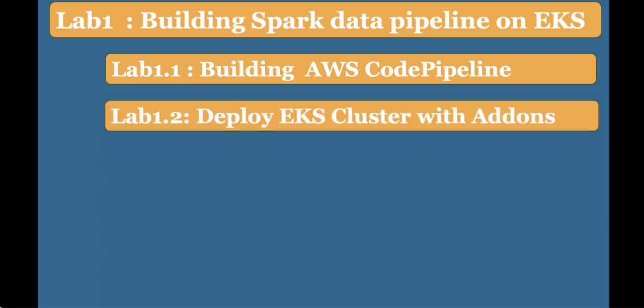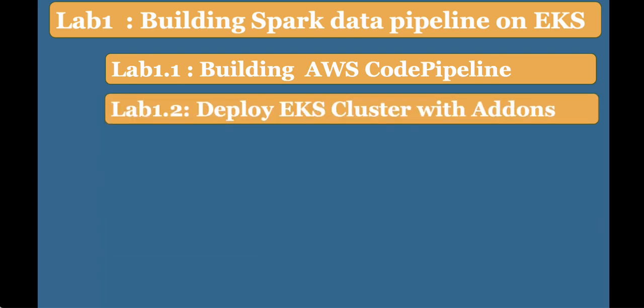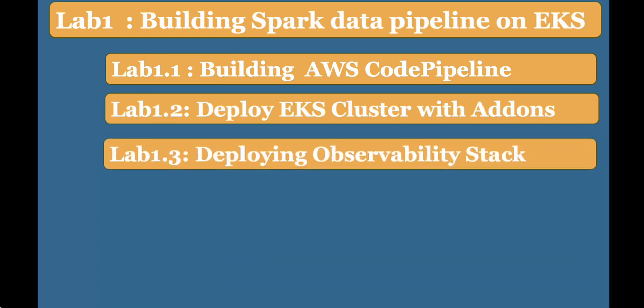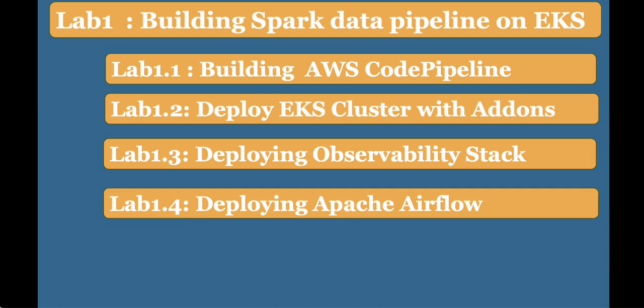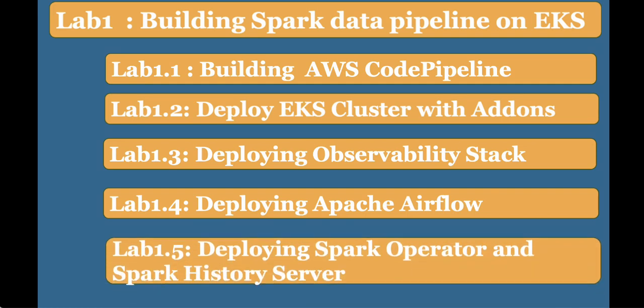Okay. And then we will deploy the EKS cluster with add-ons. So using the CodePipeline, we are going to deploy the EKS cluster using the Terraform templates. Then we will be deploying the observability stack on this EKS cluster using the same CodePipeline. And then we'll be deploying the Apache Airflow stack within the EKS cluster. And finally, we will deploy the Spark operator and the Spark history server.